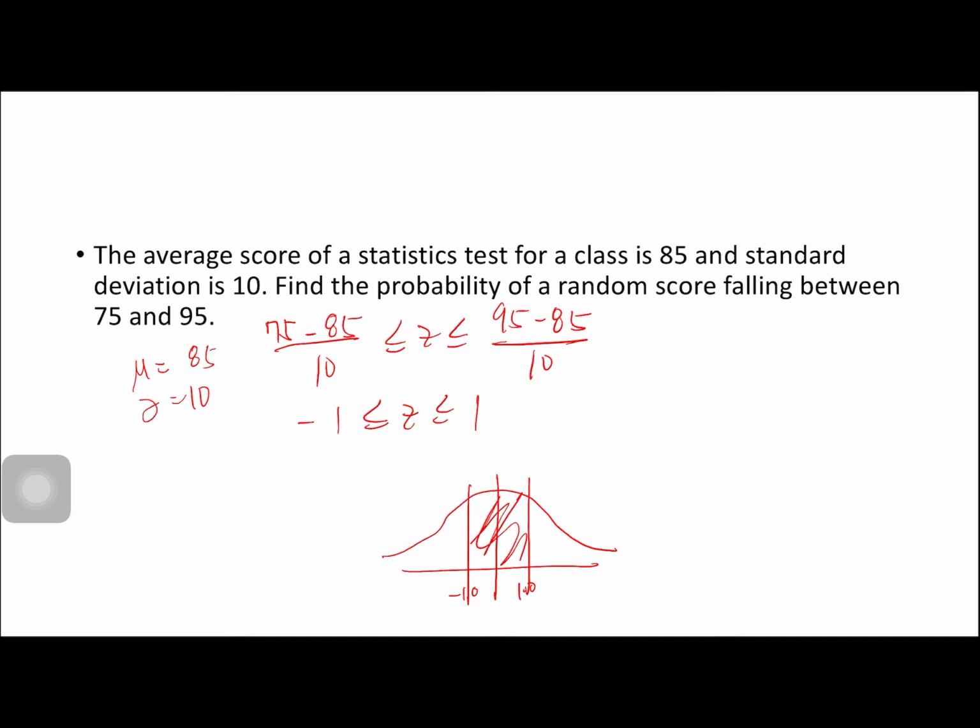Again, our area is this one. Okay, we have there negative 1 and positive 1. Okay, so again, that's Q of 1 times 2. We have there 0.68268.